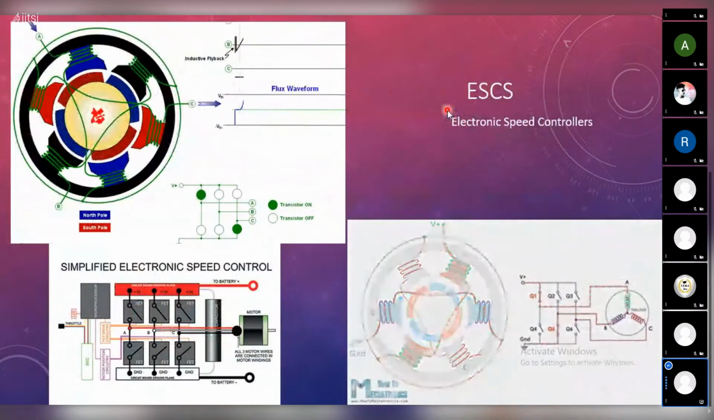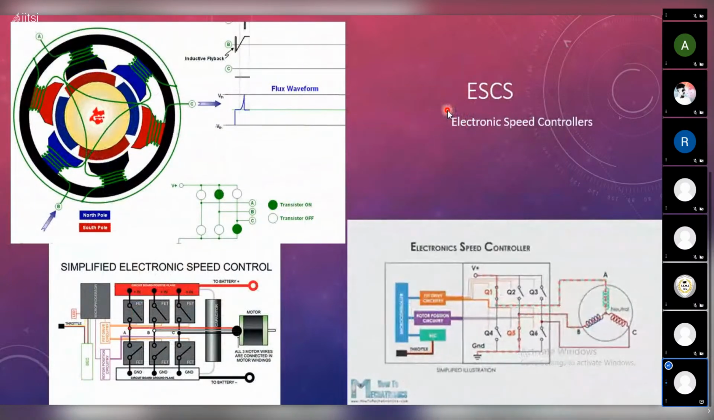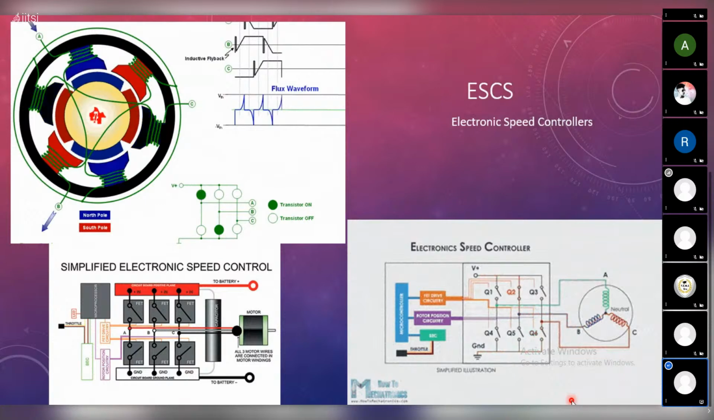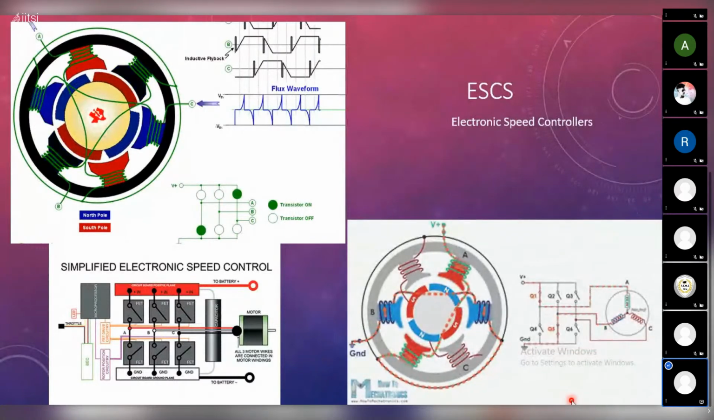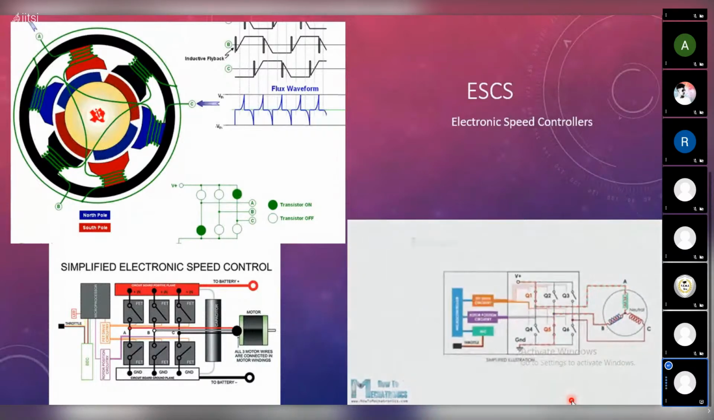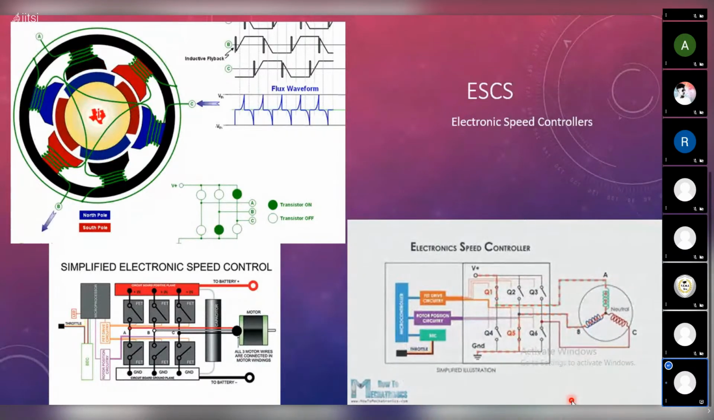So the speed controller decides. It's basically a sort of switch. If you see at the bottom right corner, you will see that basically it's a switch. You see there's a change in switching due to which the coils are getting powered separately. So once the A and B will be powered, then the B and C will be powered, and then the C and A will be powered.